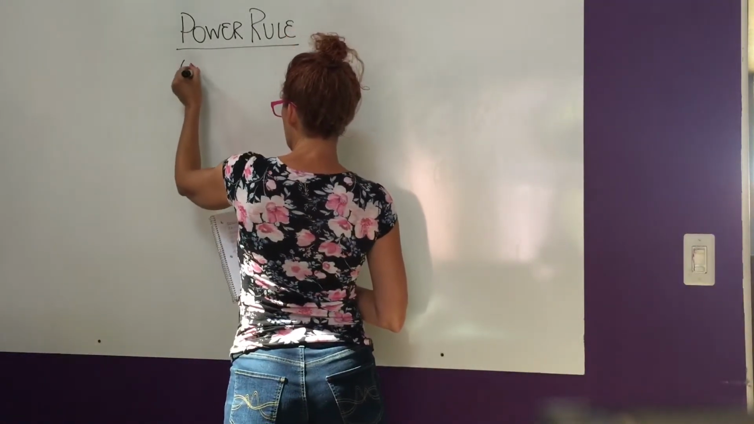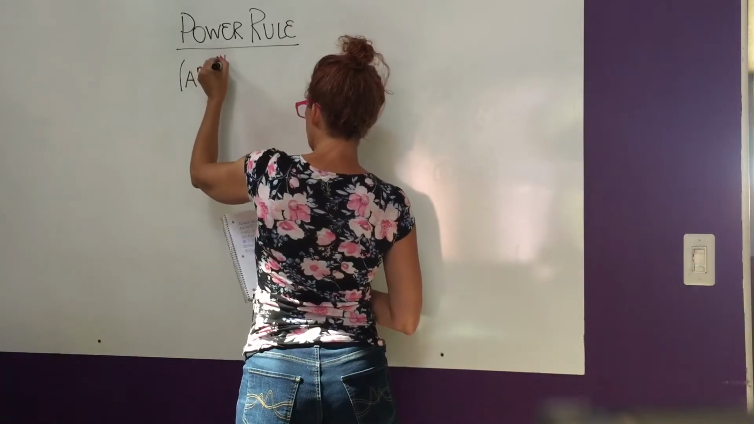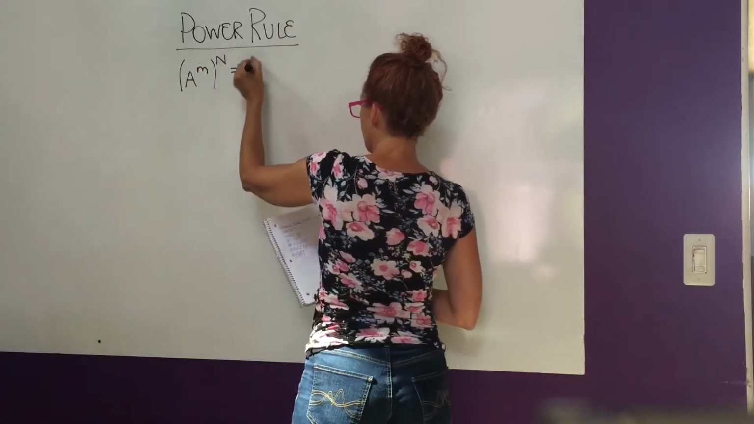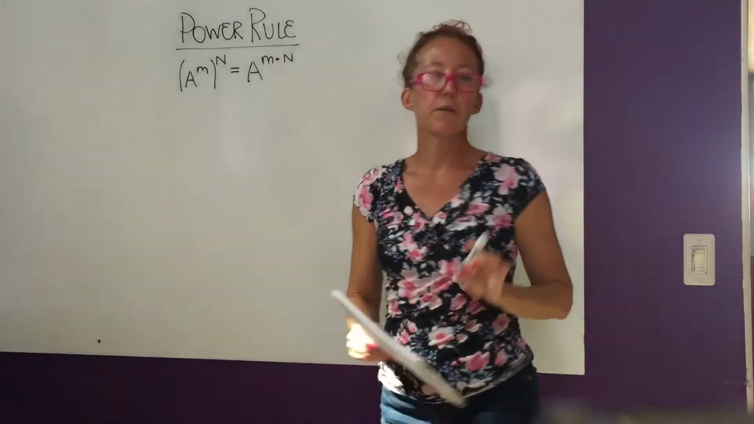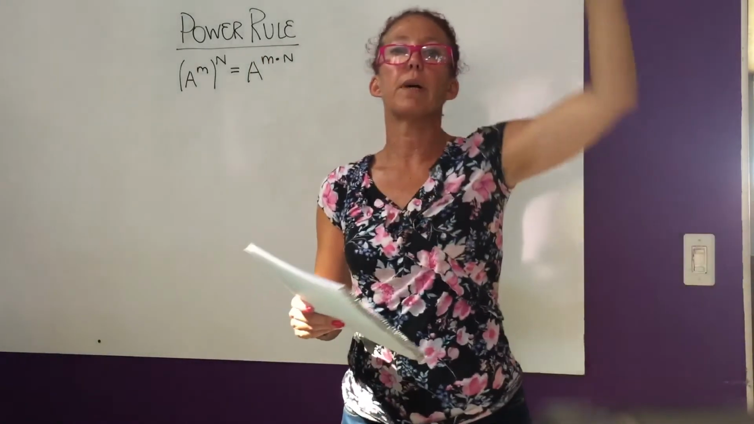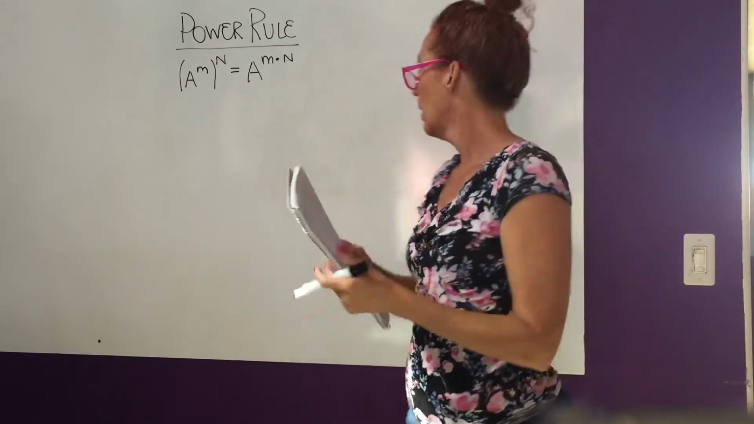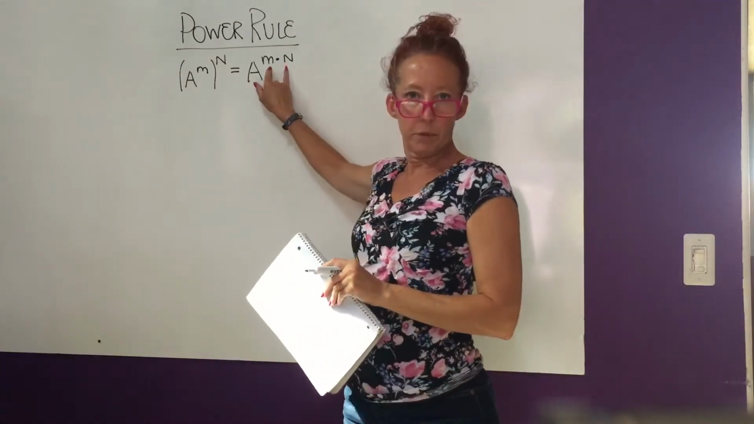A to the m raised to the nth, and we multiply them. Okay, so if you raise an exponent to another higher exponent, then those exponents get multiplied.